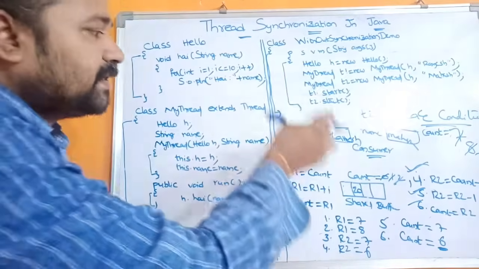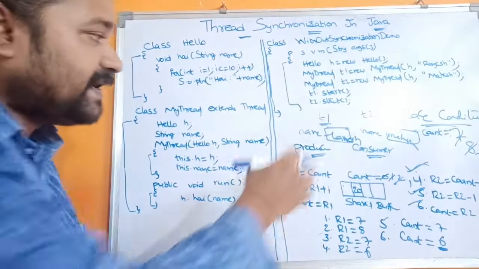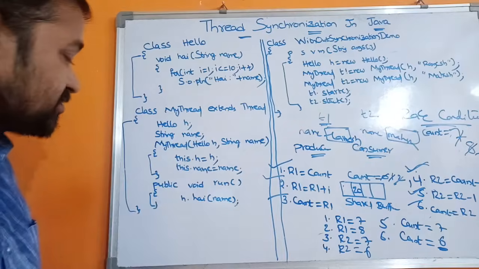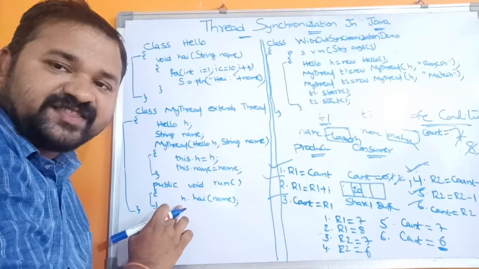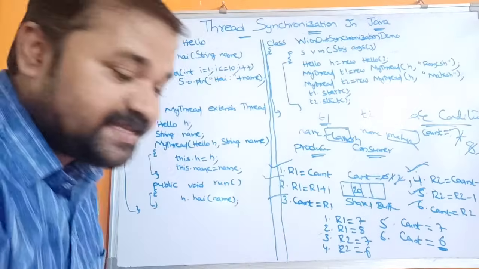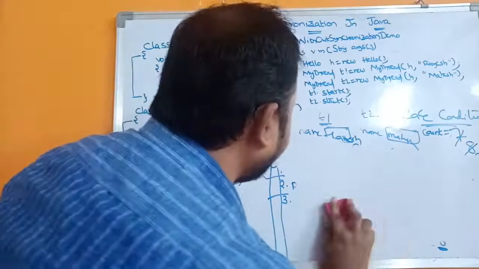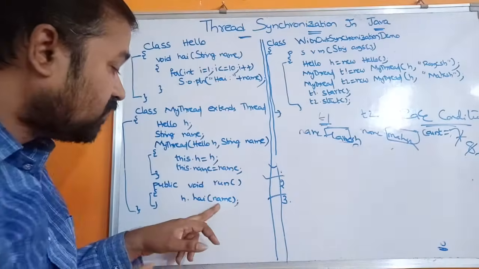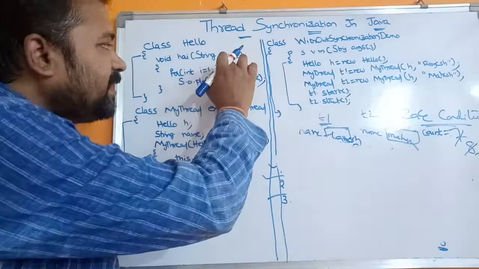Here in this program we didn't perform any synchronization. In T1 we have the name Ramesh, in T2 we have the name Mahesh. So the run method will be executed. Let us assume that the T1 thread is executed first. h.hi(name). What is the name in the T1 object? Ramesh. So control goes to the hi method. Now what is the name? Ramesh.